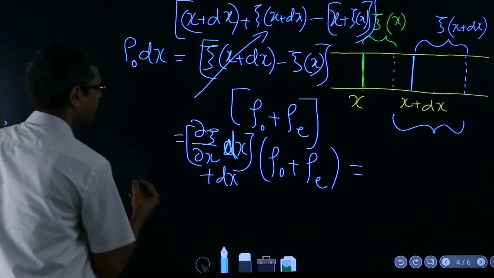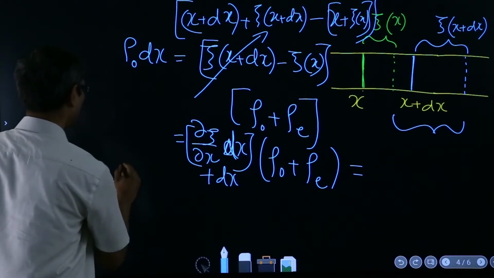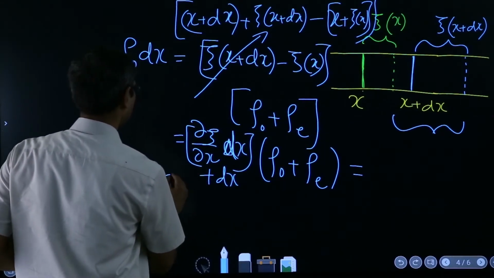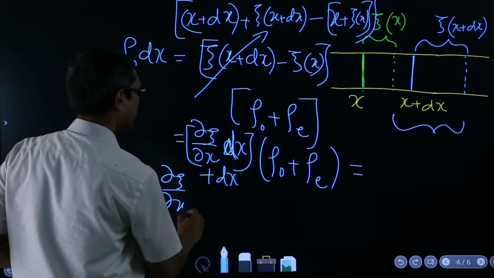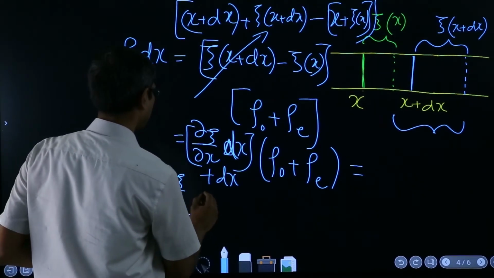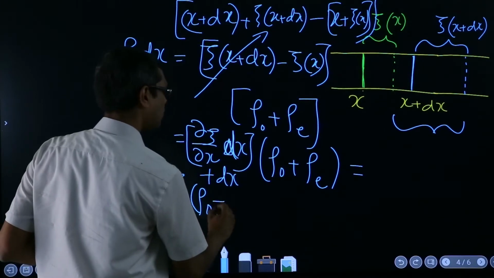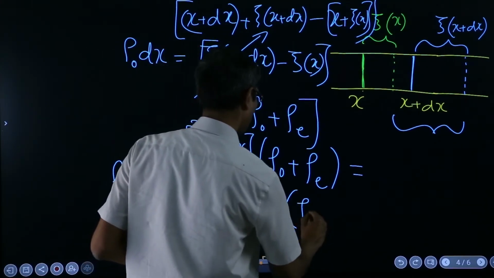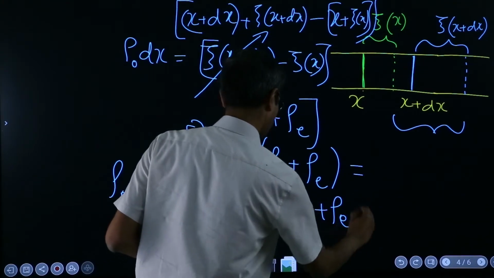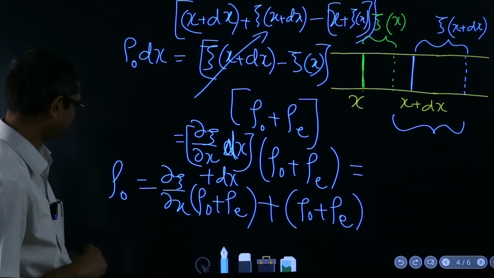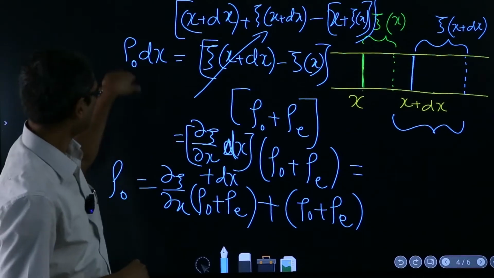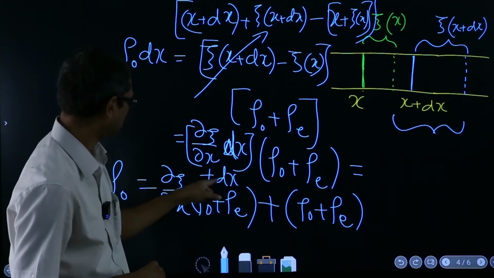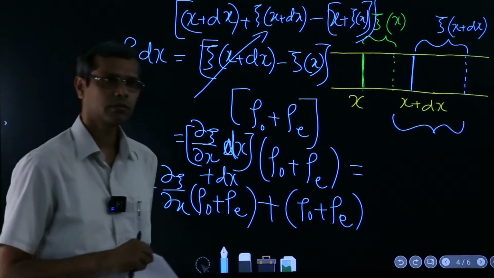Let's see. So that means if we divide now with dx, what shall we get? This is d xi over dx times rho naught plus rho e, plus rho naught plus rho e, right? Fine. I just divided by del x, so that makes this plus 1. Yeah, that's fine.